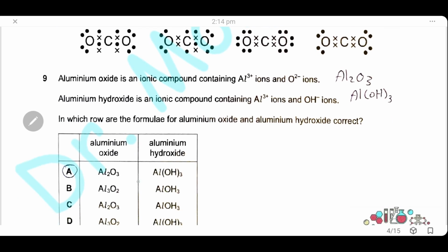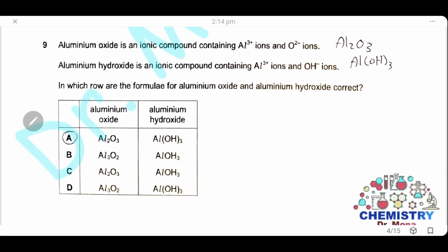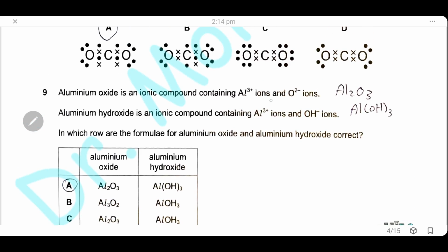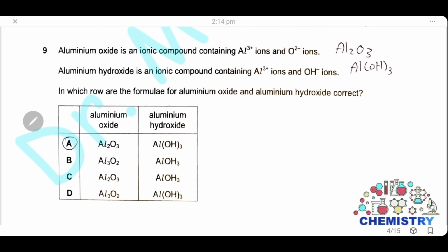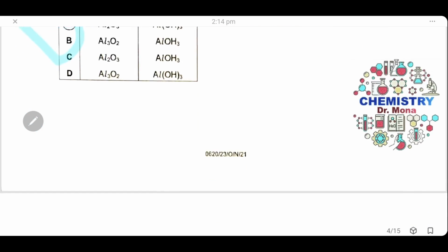Question 9. Aluminium oxide is an ionic compound containing aluminium ions and oxide ions. Aluminium hydroxide is an ionic compound containing aluminium ions and hydroxide ions. In which row are the formulae of aluminium oxide and aluminium hydroxide correct? Of course, by exchanging the charges between oxygen and aluminium, the formula will be Al2O3, and between the aluminium and hydroxide ions, the formula will be Al(OH)3. The answer is A.